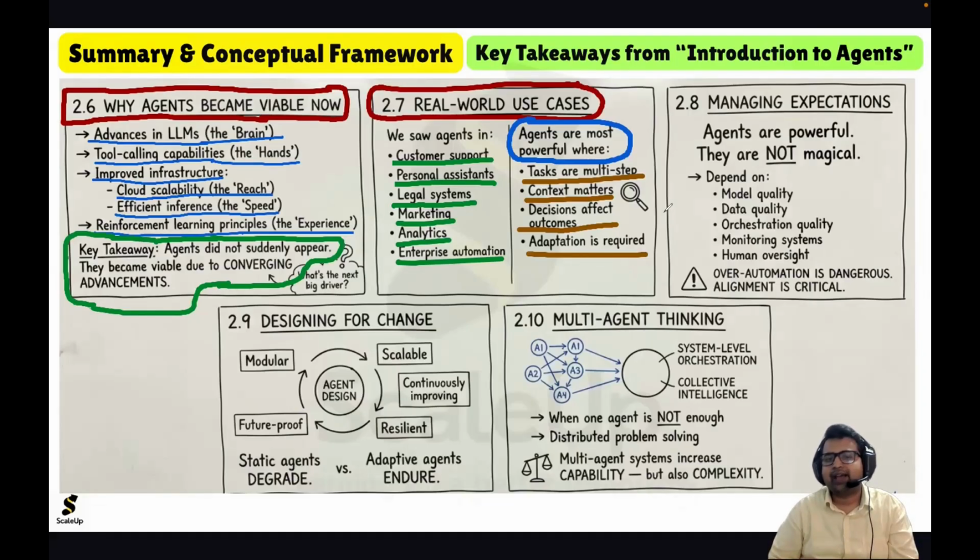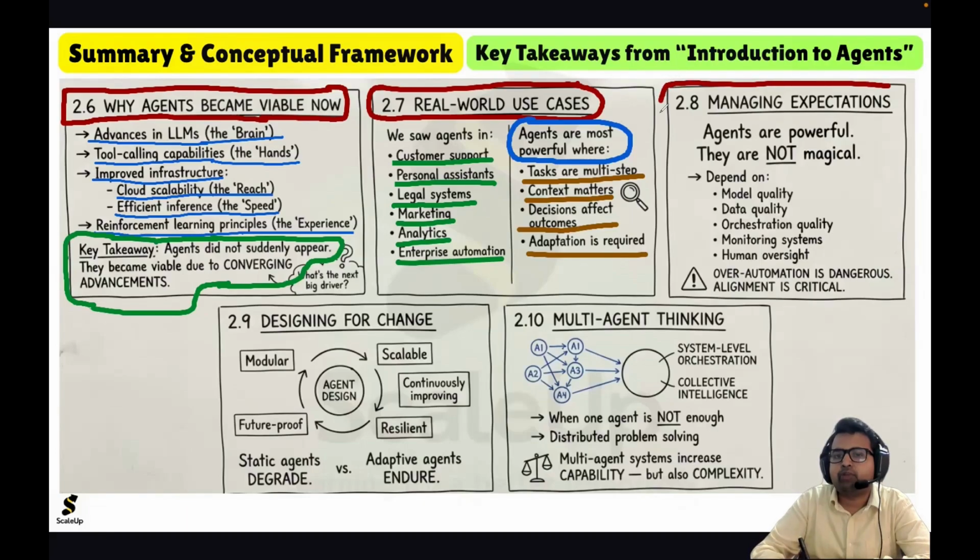When tasks are multi-step, all these are secondary things. First, if adaptation is required, go for agents. Then try to break the goal into subtasks. That is what an agent is good at doing. Reinforcement learning, context, all that we can consider. Okay, managing expectations.